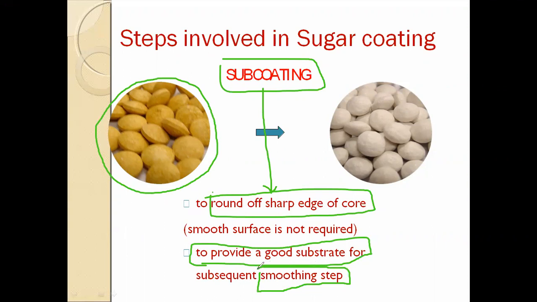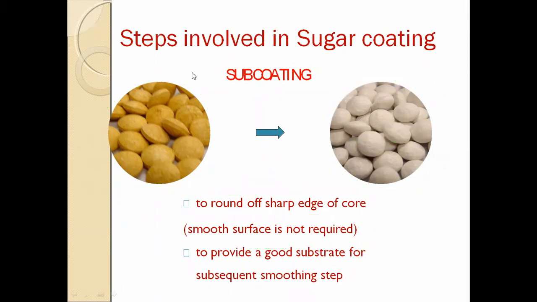So why do we go for subcoating? Because subcoating helps to give the rounded shape edges for the core, and it also provides a good substrate for the subsequent step of smoothing. When you do subcoating, your tablets will look in such a way. You can see here the rounded shape edges of the cores are easily seen. So this is what you can see once you carry out this step of subcoating.